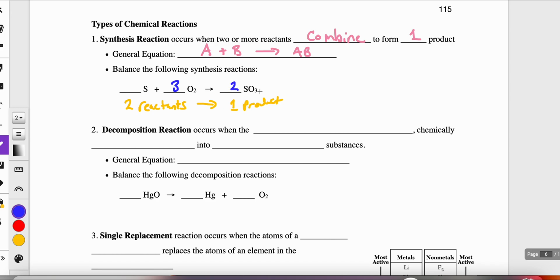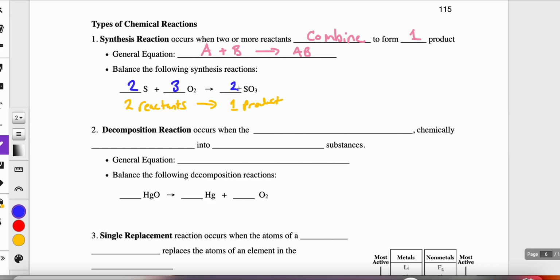But when I put that coefficient of 2 in, it also affects the number of S's. So now on the right, I have 2 S's. When I go back to the left, there's only 1, so I'll put in a coefficient of 2. So now I have equal number of S's on the left and right and equal number of O's on the left and right.